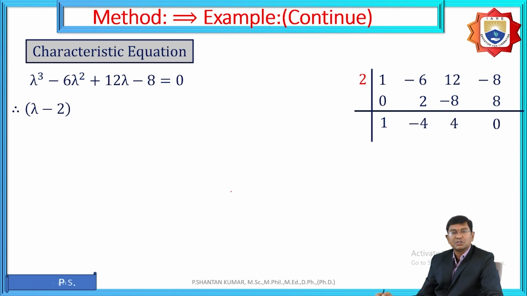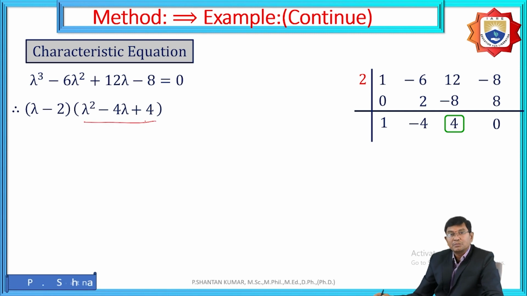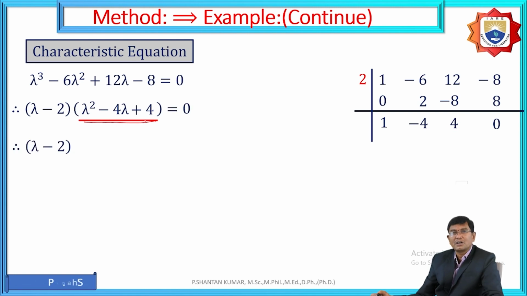Therefore, in this equation, the rest of the values are: 1 into lambda square is lambda square, minus 4 into lambda is 4 lambda, and again 4 into the constant 1 is 4. Now it is clearly able to be identified as a minus b whole square, that is lambda minus 2 whole square is equal to 0. That means clearly we identify lambda is equal to 2, 2, 2. These are the 3 roots.